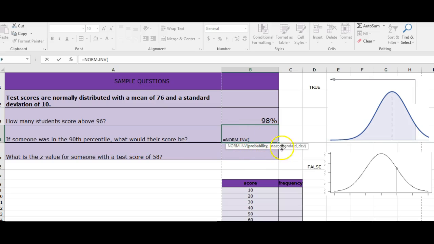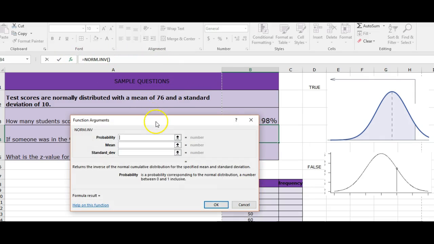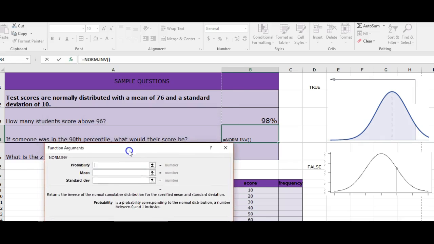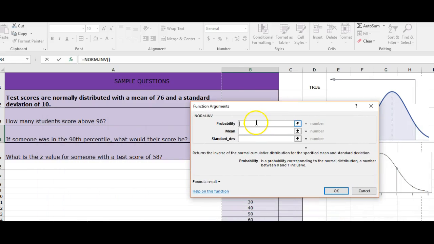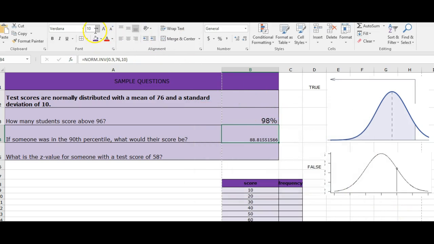Again, the easiest way to fill in what you need is just to go right up here to the FX, and here it is, and now I'm going to just type in what I need. So here I don't know the score, there's no X value, but I do know the probability, which is basically the percentile, that 90th percentile. So I'm going to type in 0.9 for 90th percentile. My mean is 76, and my standard deviation is 10. Okay. And there it is. Again, I make that larger so you can see it. I always just kind of round it off just so it's easier to see, 89.